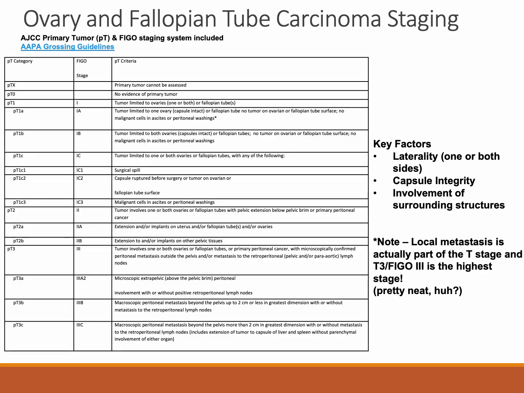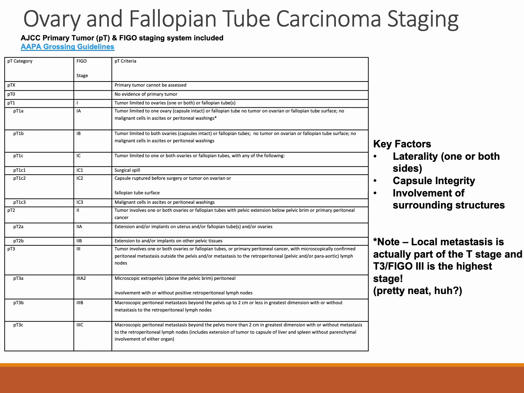Okay, and then for staging, ovarian and fallopian tube carcinomas are staged very similarly. So you can refer back to this chart for the ovarian tumors as well. But these will also use the FIGO staging. So again, it's good to get in the habit when dealing with any gynecological cases to refer to them as FIGO 1, 2, or 3.